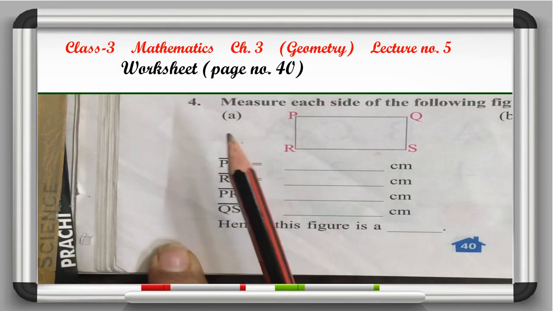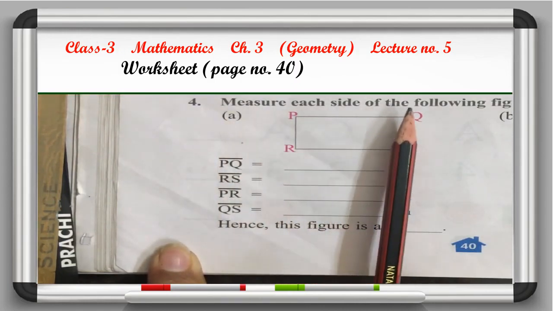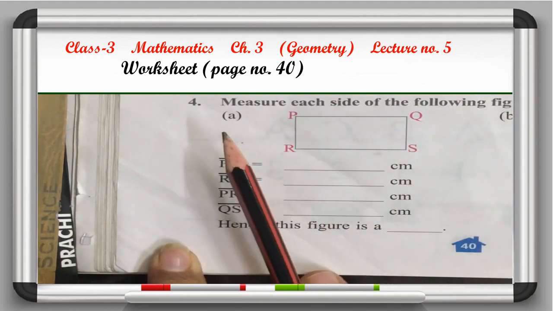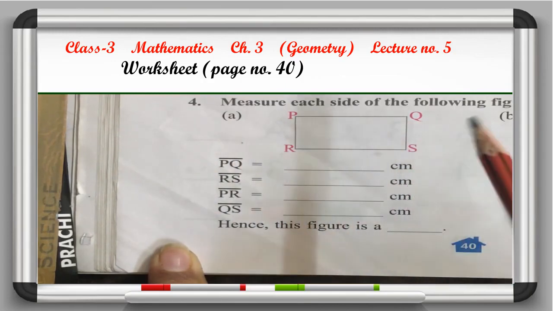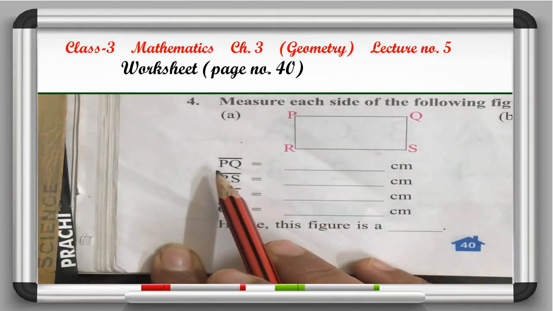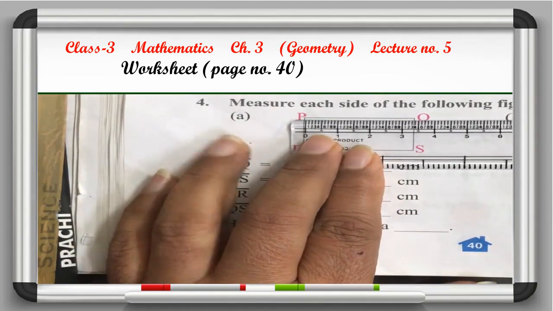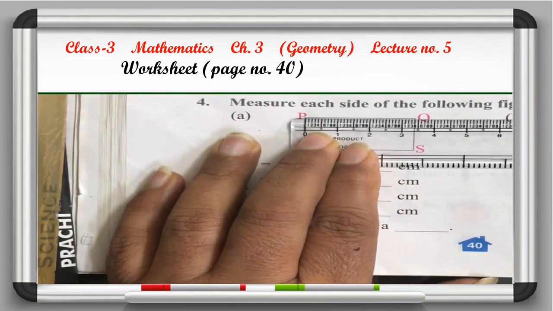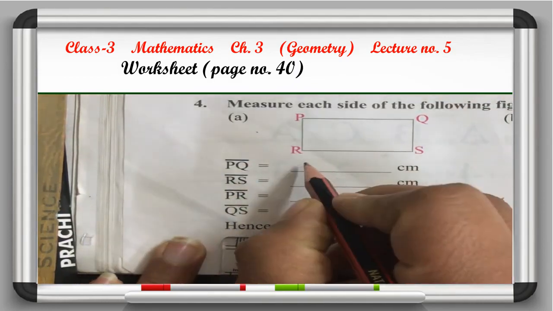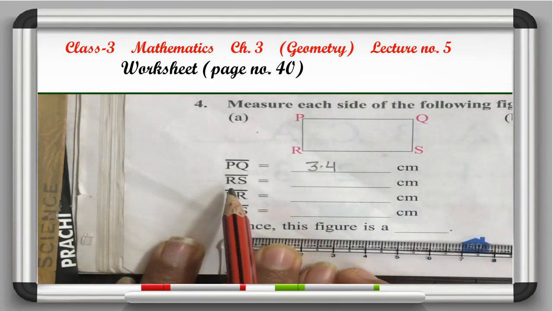Now beta, question number 4 of worksheet, that is measure each side of the following figures and identify them. So here in A part, this figure is given and we have to measure the length of these line segments. So here first one is given PQ. First of all we will measure the length of this PQ, that is 3.4 centimeters. So here we will write 3.4 centimeter.